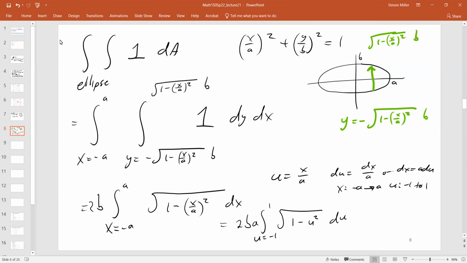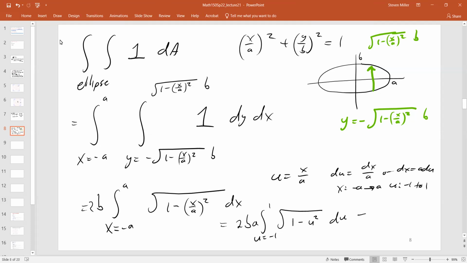Notice this integral is independent of A and B, right? Do we know any choice of A and B where we know what the area is? When they're equal. So if A and B equal 1, we know the area is just pi, right? So what does this integral have to be? Has to be pi over 2.